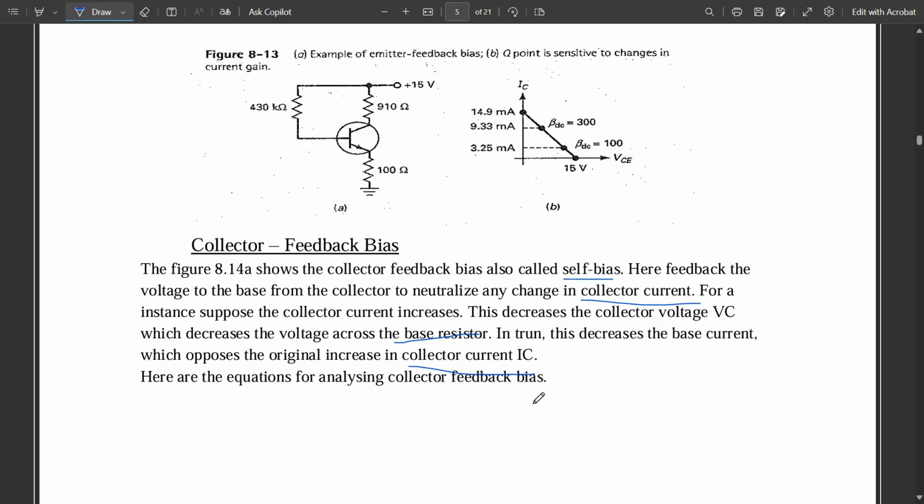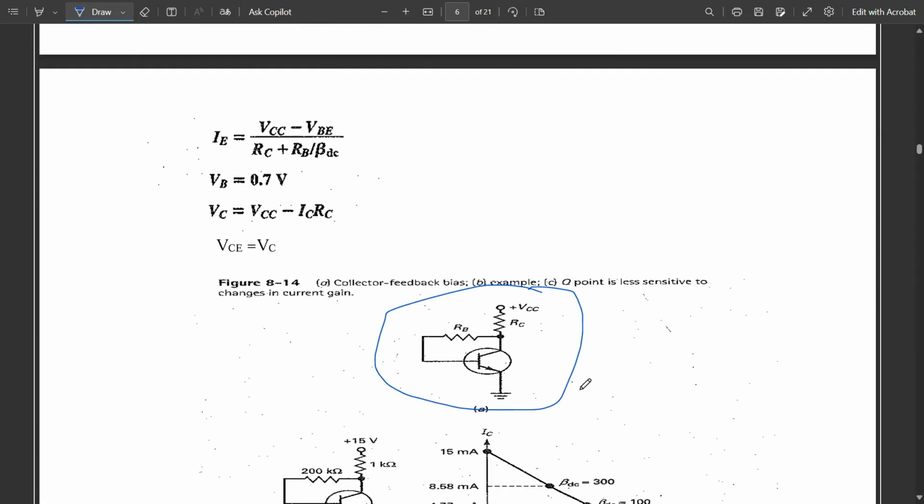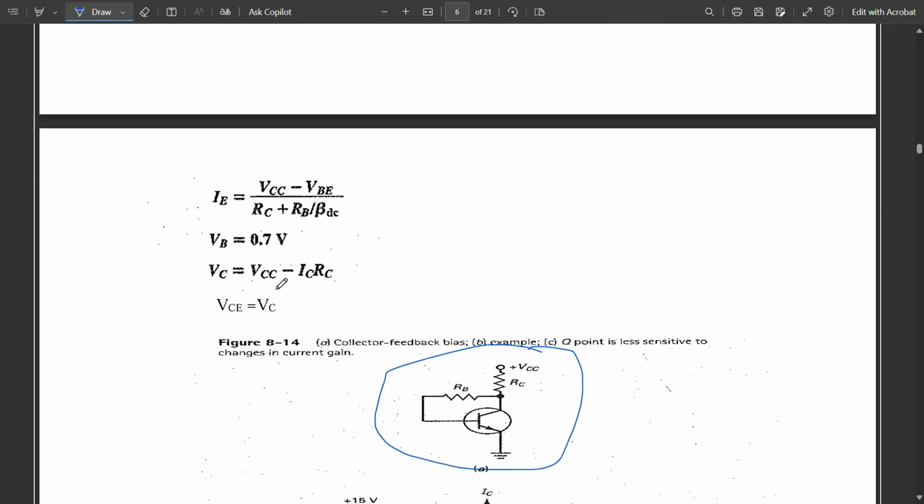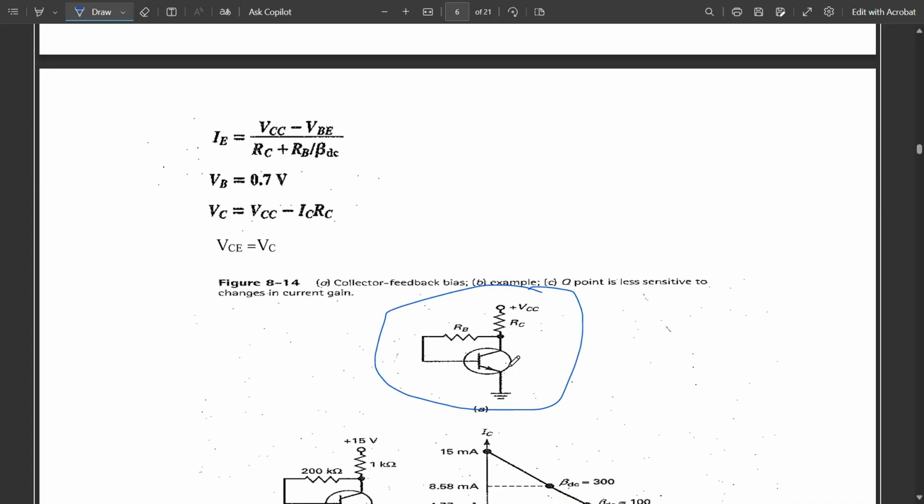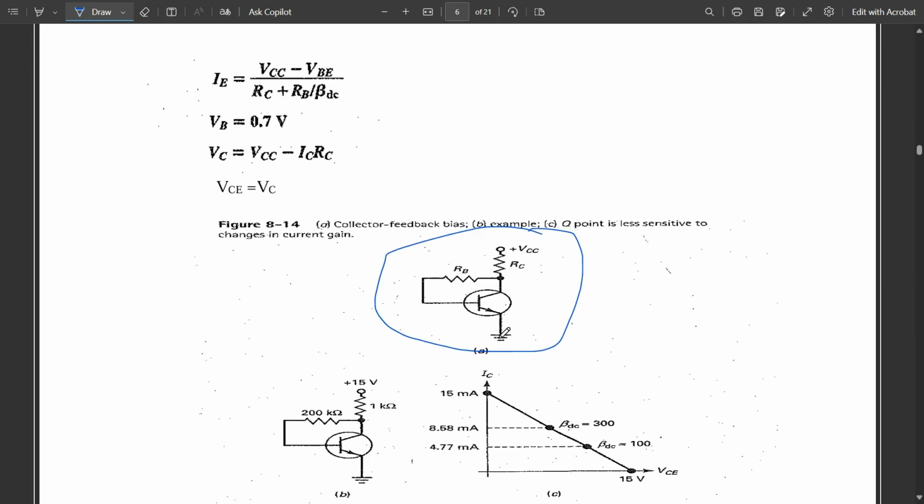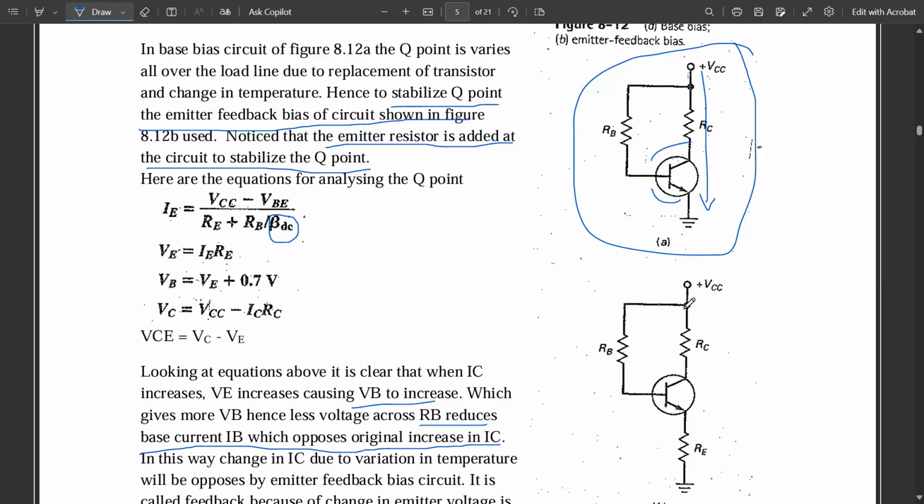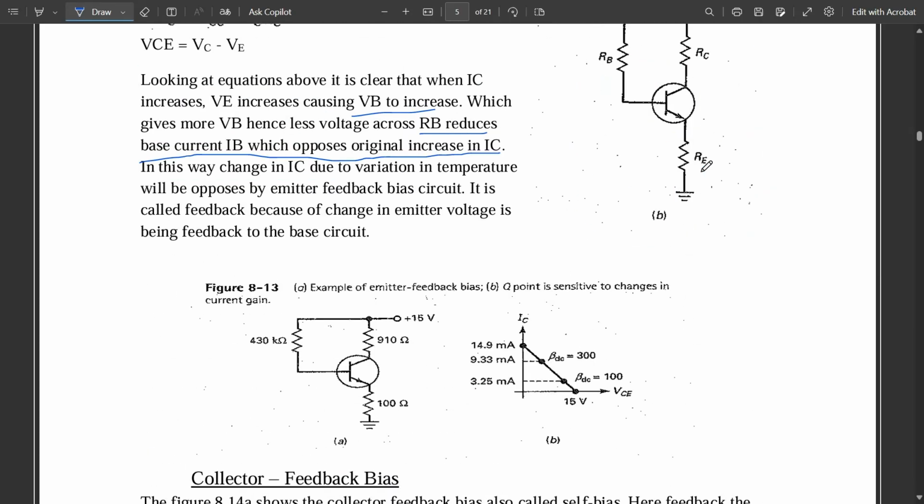So here are the equations for analyzing the collector feedback bias circuit. First is IE equal to (VCC minus VBE) divided by (RC plus RB divided by beta DC). Observe carefully: in the collector feedback bias circuit, the emitter resistance is 0 and the base resistance is given below the collector resistance, it is not given above, whereas in the case of emitter feedback it is given above. So observe this very carefully.